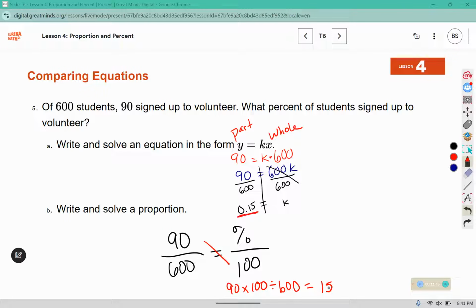So how come we got different answers? Well, this one is 15%, and this one is 15% written in its decimal version, 0.15, but that is the same as 15%. It's just the other format for it. We have the decimal, the percent, and the fraction version, and all of those are 15%. So they are equivalent to each other. They're just written in different formats.